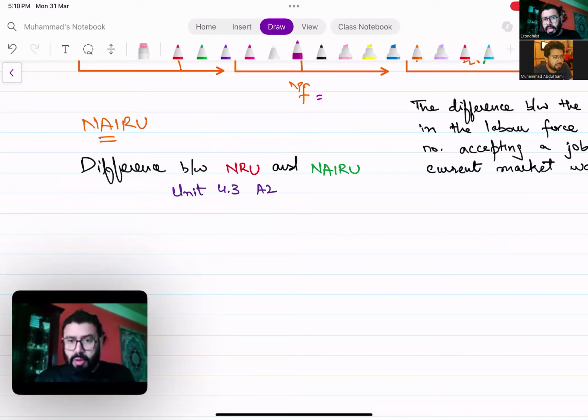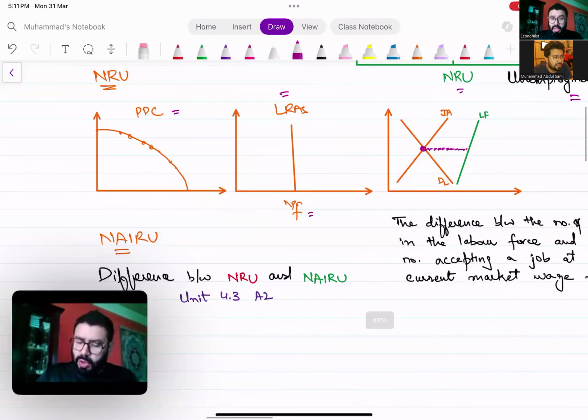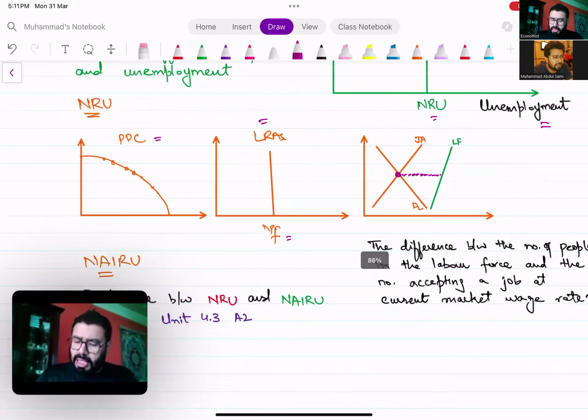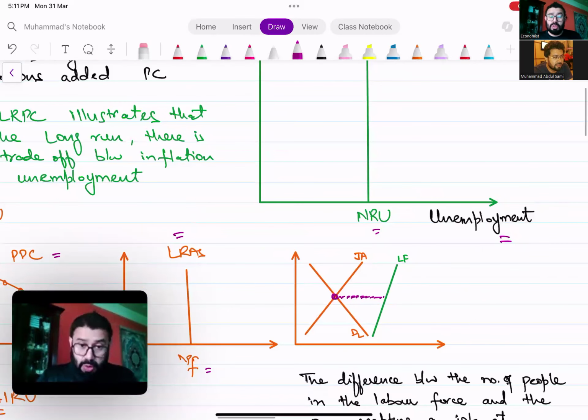Okay, talking about the NAIRU. The NAIRU, the non-accelerating inflation rate of unemployment, is the lowest unemployment rate that can be sustained without causing wages and inflation to rise. But technically, there is no such difference that we are going to make in our model, that is, in the long-run Phillips curve we are going to discuss. Normally, we can use either the NRU or the NAIRU.